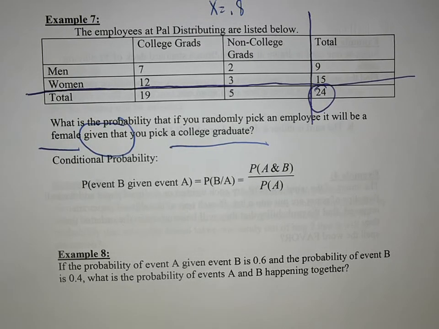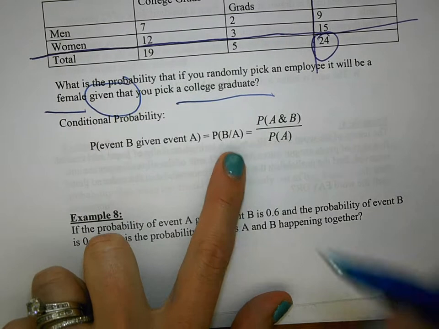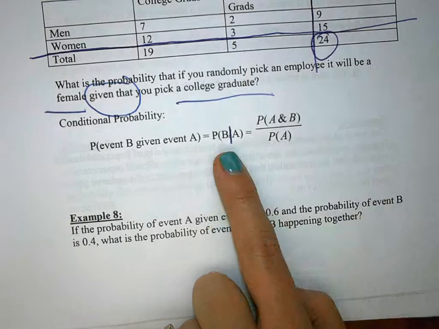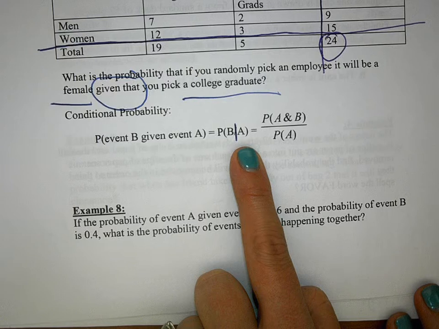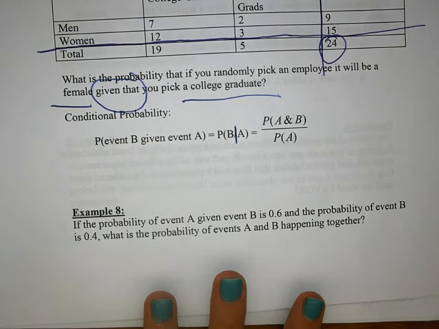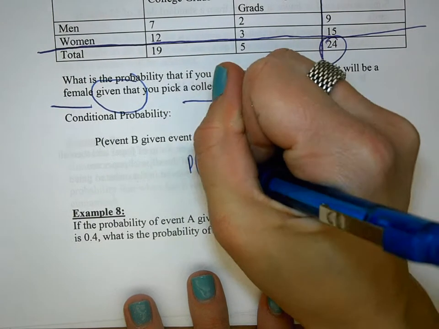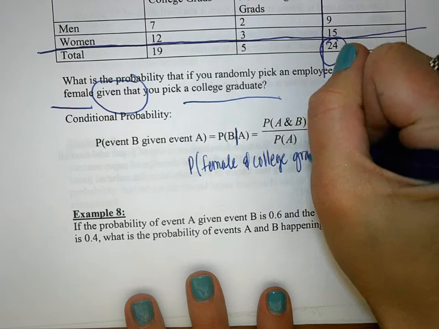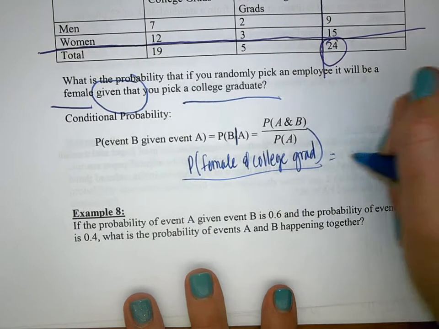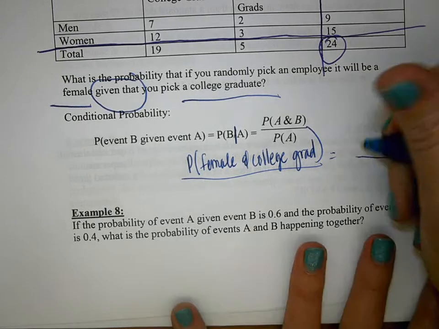Okay, when you have this one, and again, probability event B given event A. This is how it looks on paper. B given event A. It's like a line like that. That means B given event A. You find the answer by finding the probability of A and B together. So in this case, I'm going to find the probability of female and college grad. That's what's going to go on the top. It's where they both overlap together. So how many females and college graduates are there? 12. So 12 goes on the top.